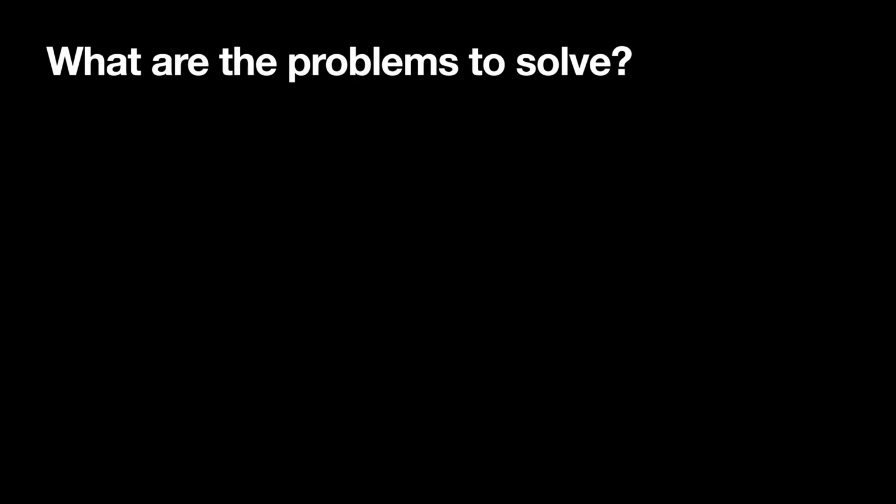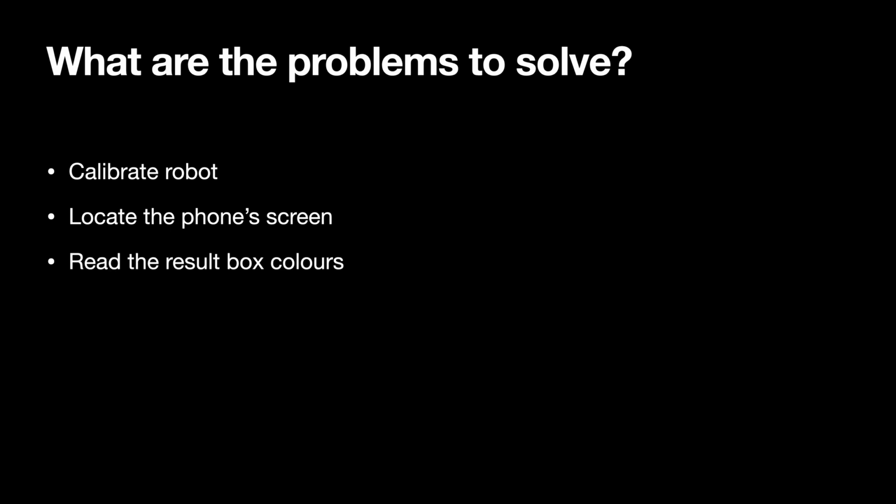So what are our challenges? Well, the first thing we need to do is calibrate our robot. We have an image coming from the camera looking down on the robot. We need to be able to map from coordinates in the image to physical coordinates on the printer bed. We need to locate the phone screen. This is the only really unconstrained thing in our system. The phone could be anywhere on the printer bed. Once we know where the screen is, we need to read the result box colours, and then we need some kind of algorithm to predict the next best guess.